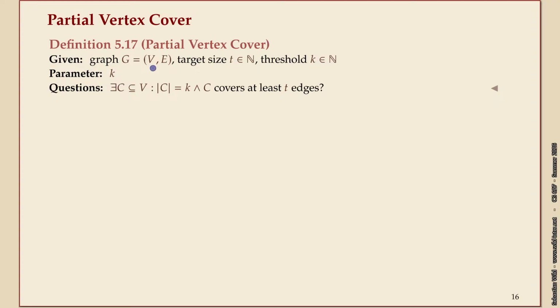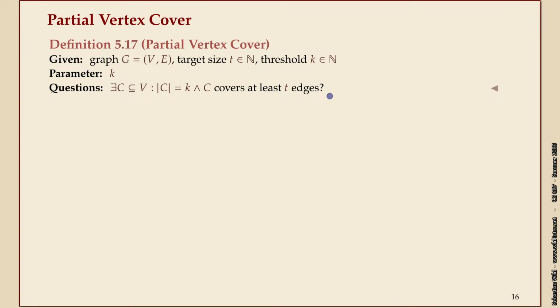So as the name suggests, it has to do with vertex cover. But now we're given both a size for the number of vertices, the set of the vertices that's supposed to cover edges. But I'm also giving a threshold for how many edges they need to cover. Previously, that was all edges in the graph. In this problem, you can say, it's fine if they only cover 10 edges.